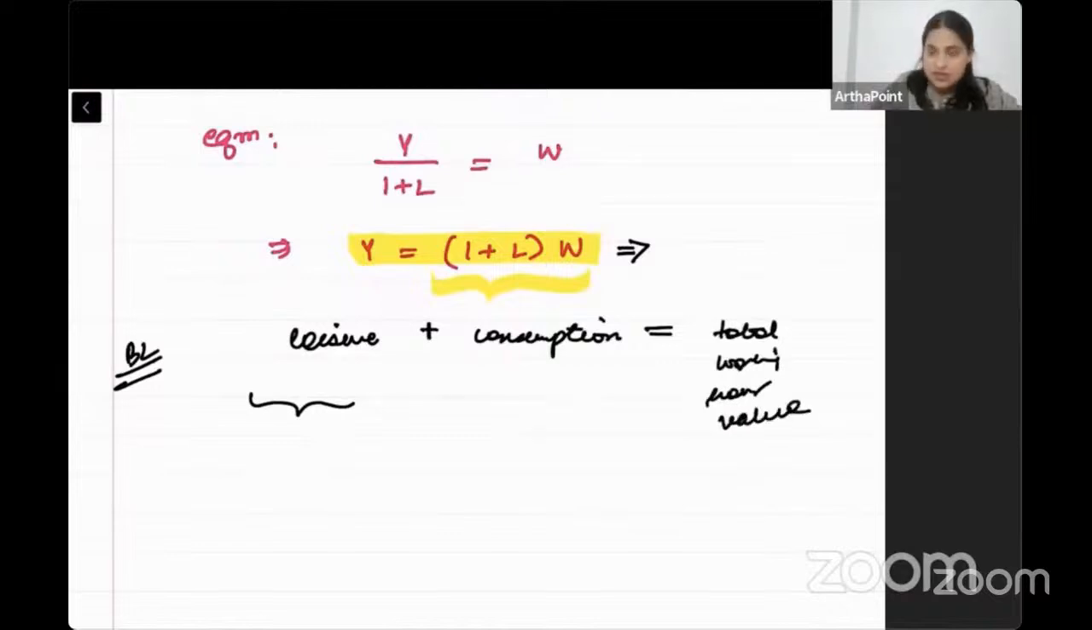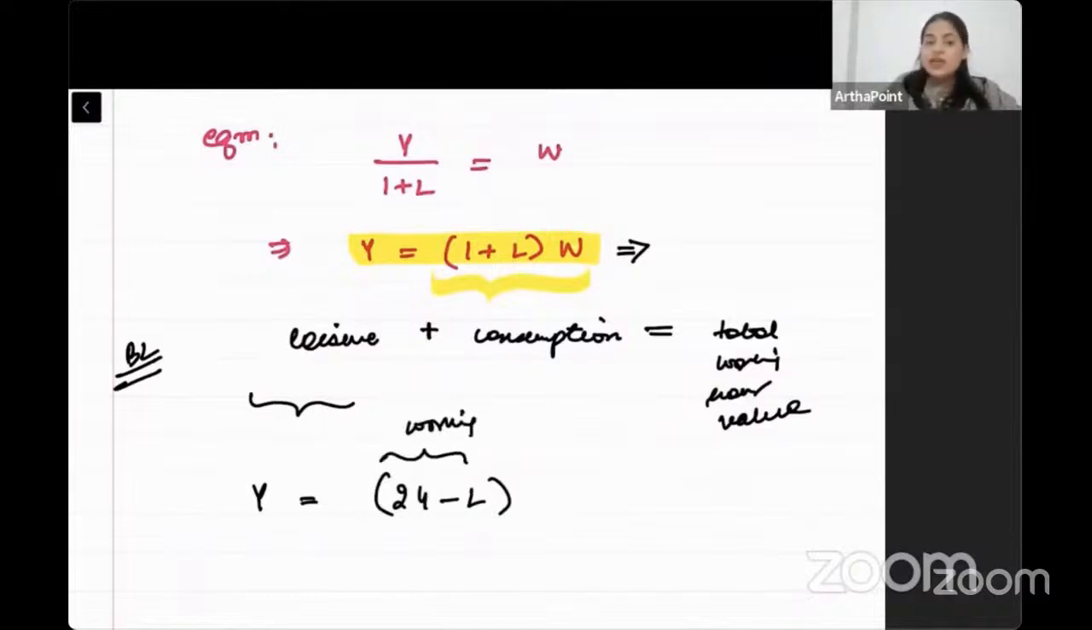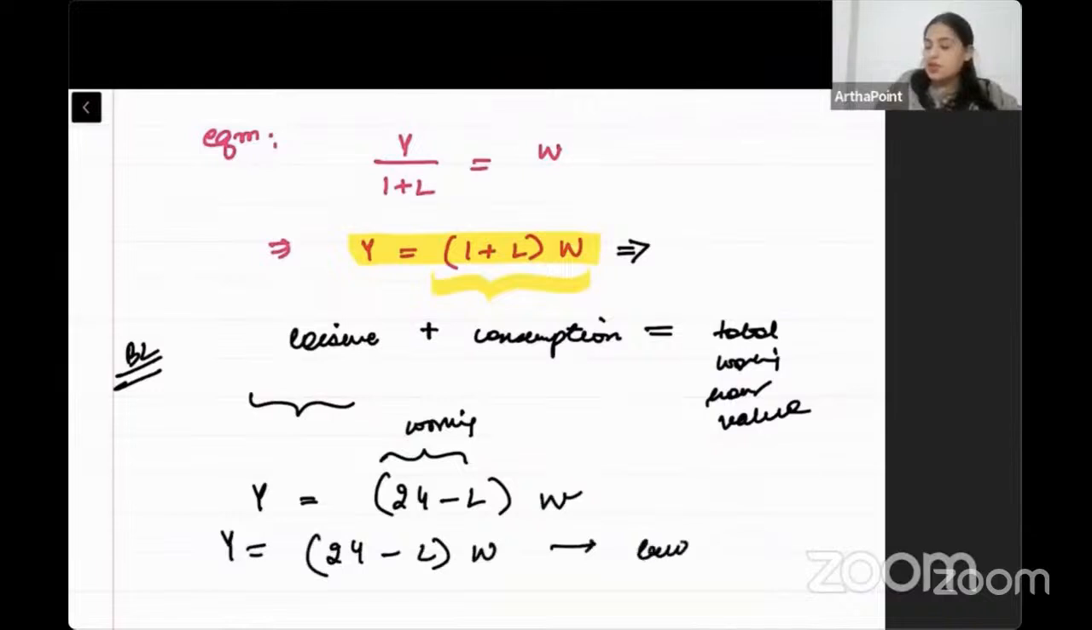The other way of writing this is that my consumption can only come from the hours I work. The hours I work is 24 hours minus the hours I enjoy leisure. So this is my working hours. And for each working hour, I enjoy a wage rate of W. So Y that I am getting from here will be (24 minus L) into W. This will be my budget line.